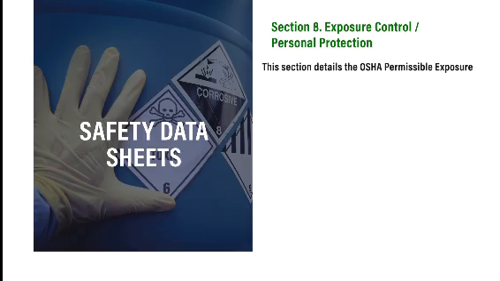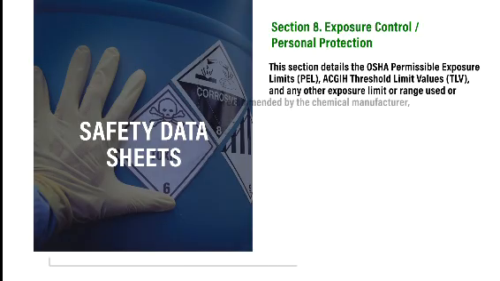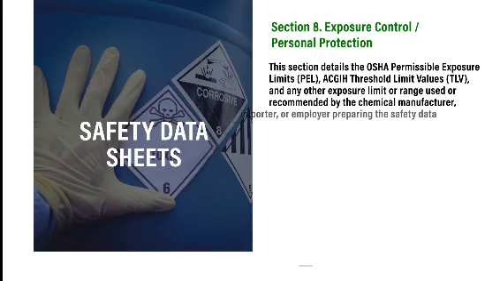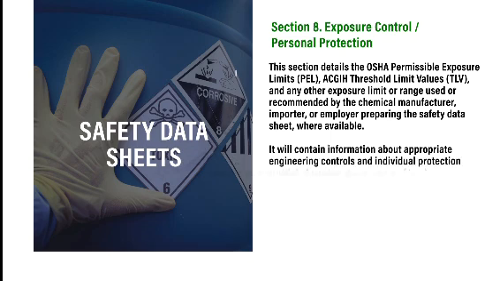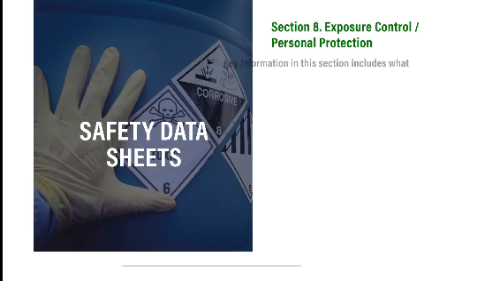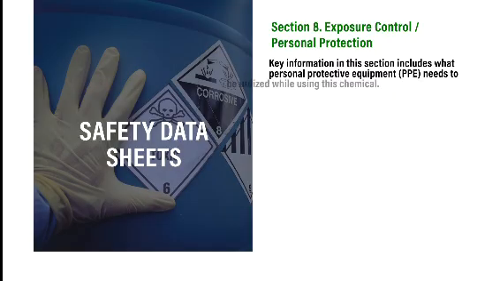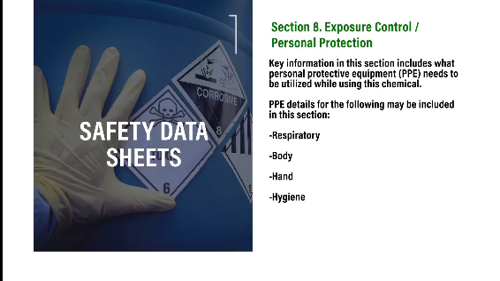This section details the OSHA permissible exposure limits, American Conference of Governmental Industrial Hygienists threshold limit values, and any other exposure limit or range used or recommended by the chemical manufacturer, importer, or employer preparing the safety data sheet where available. It will contain information about appropriate engineering controls and individual protection measures. Key information in this section includes what personal protective equipment, or PPE, needs to be utilized while using this chemical.